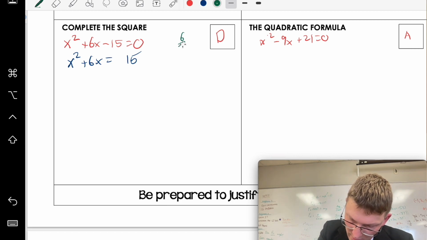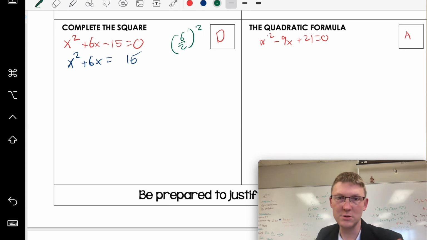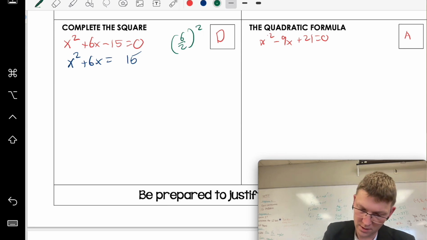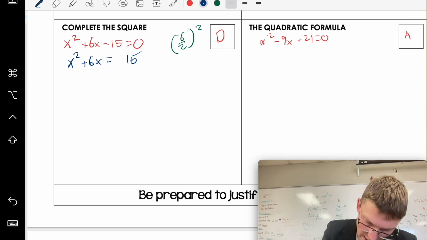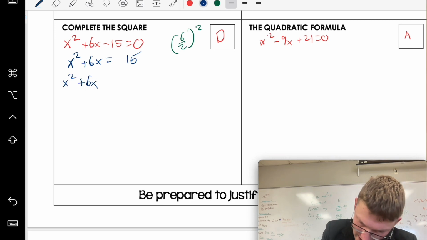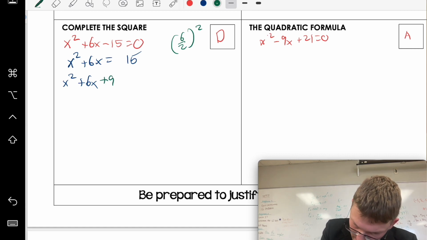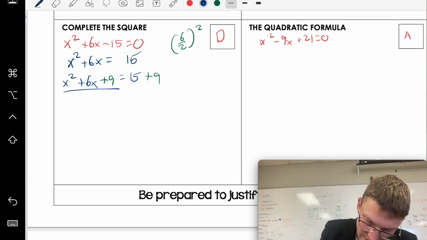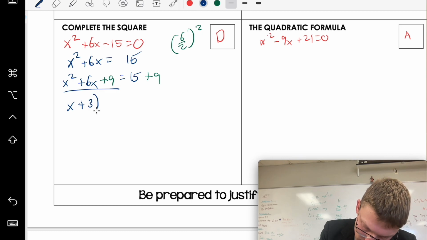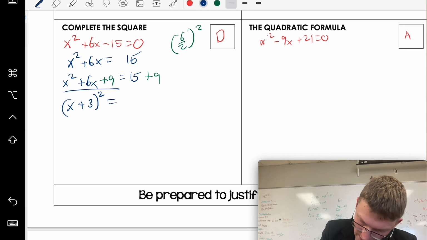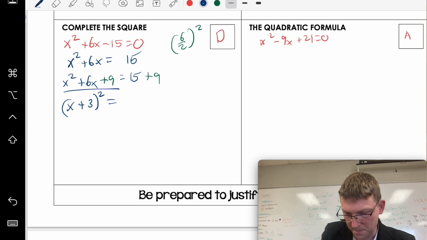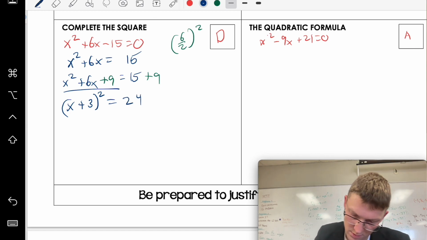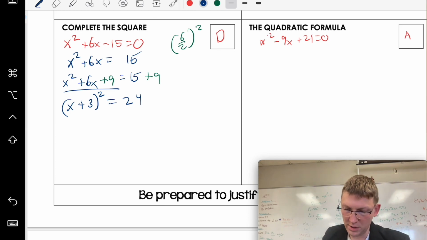So I'm going to take 6 divided by 2. We're going to square it. 6 divided by 2 is 3. 3 squared is 9. So now we're going to have x squared plus 6x plus 9 equals 15 plus 9. So then we can factor this now, which turns into, just kidding, x plus 3 squared. We're gonna combine these two terms. 24, right? Okay, so then from there we can square root both sides.